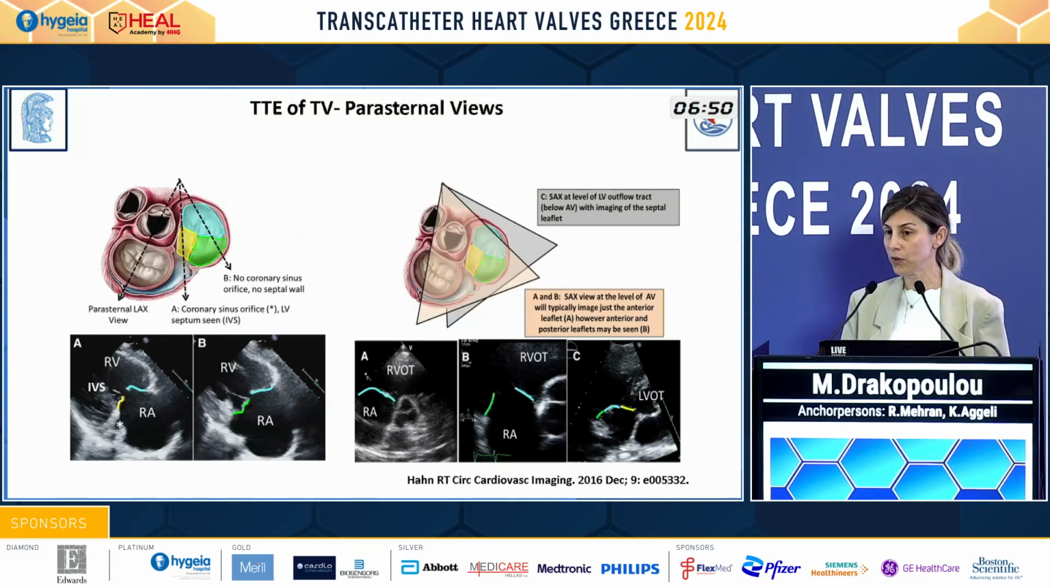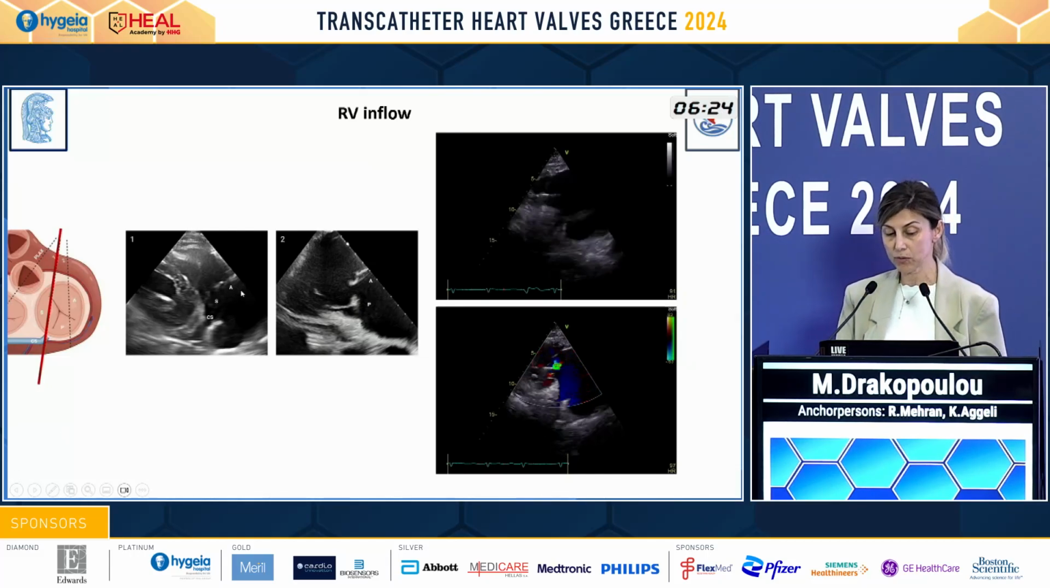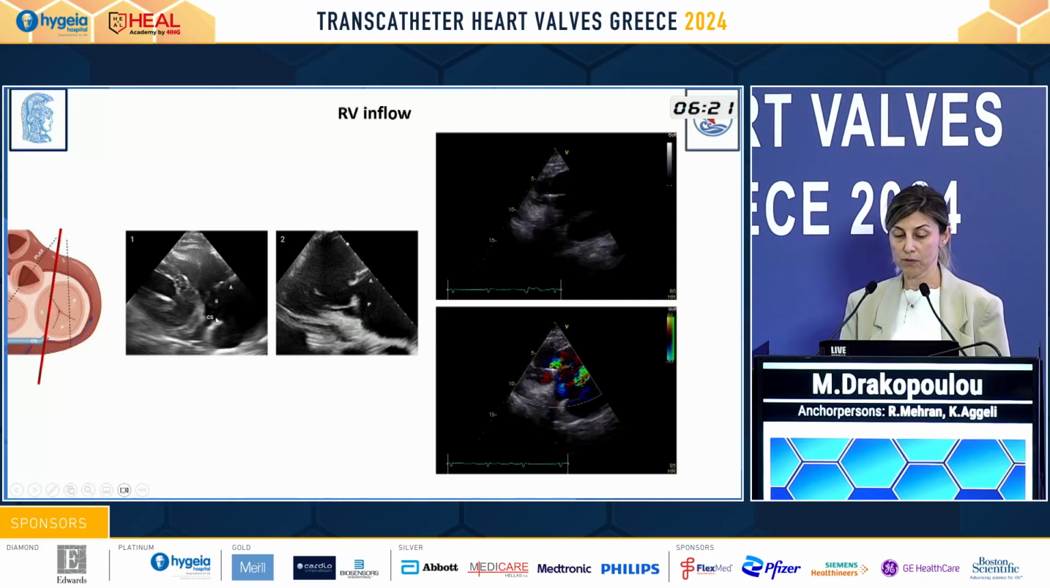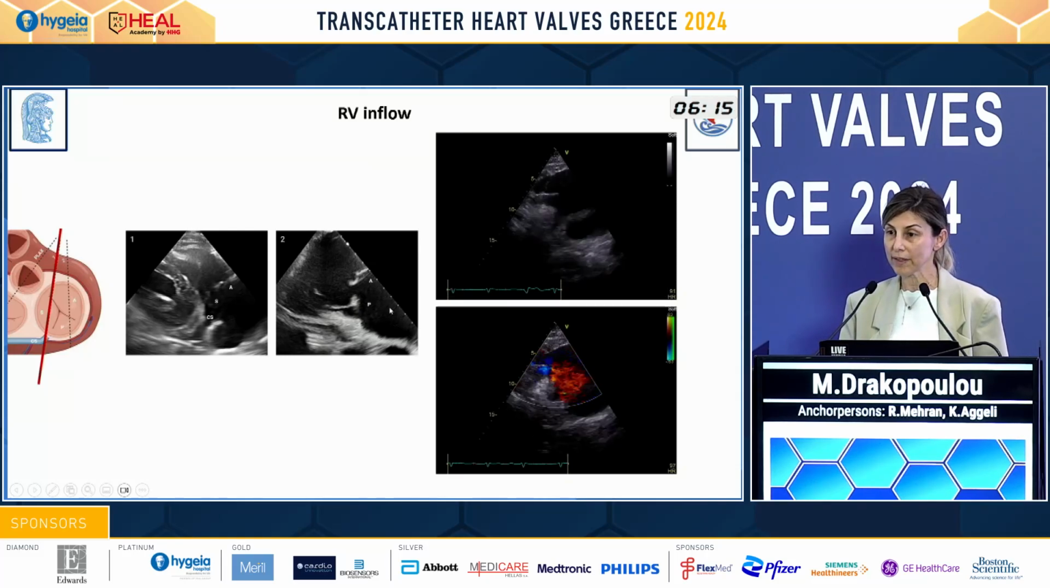So we have several views that we can assess the tricuspid valve and actually see the different cusps in different views tilting the probe. So starting from the parasternal views, we have the RV inflow view and the short axis view at the aortic valve level. We know that if we see the coronary sinus, then we can clearly be sure that the leaflets that we see are the anterior and the septal. So in this case, we can be sure that this is the anterior and the septal leaflet, whereas if we tilt the probe a little bit backwards, we can be sure that the leaflets that we see are the anterior and the posterior.